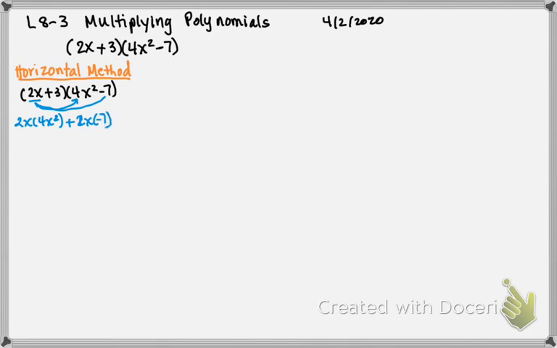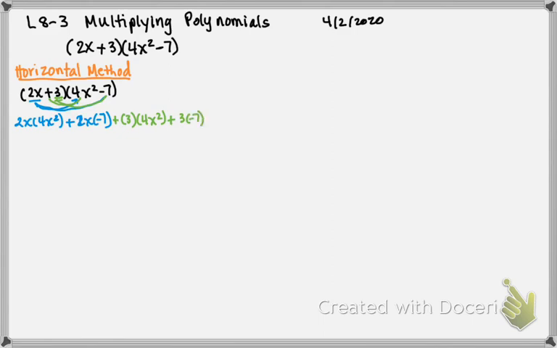Okay? Then I'm going to be multiplying the positive 3, so plus, and I'm going to multiply 3 times the 4x squared, and then I'm going to write plus again, and I'm going to multiply the 3 times the negative 7.